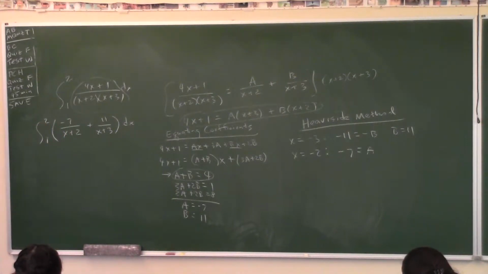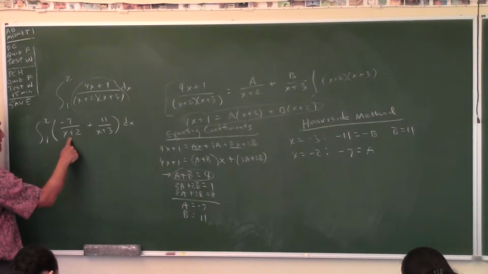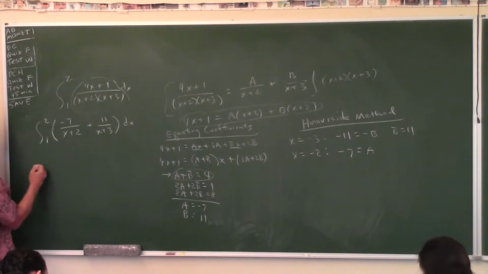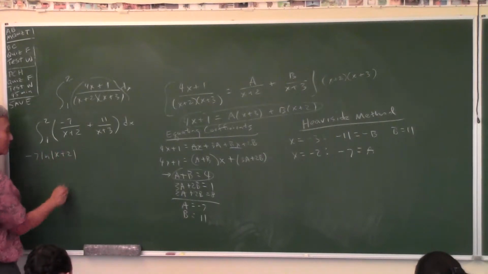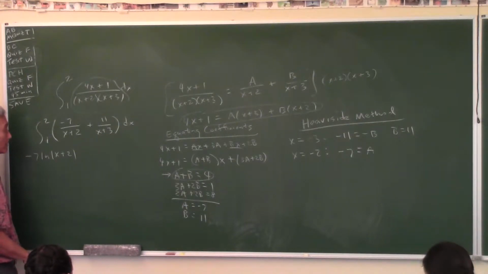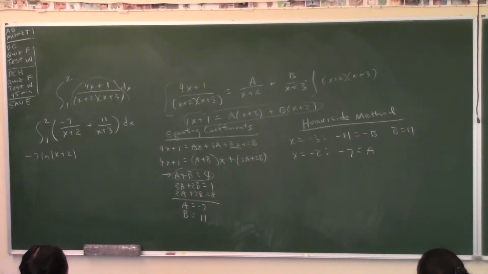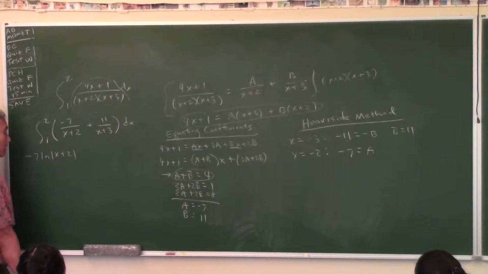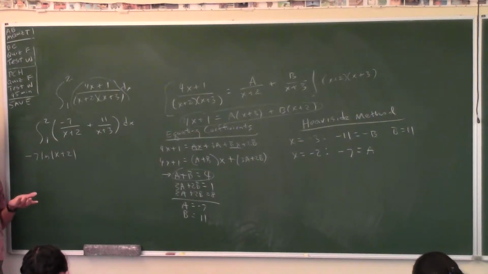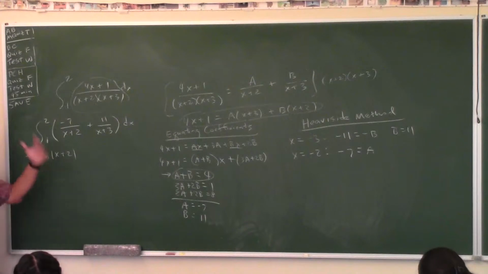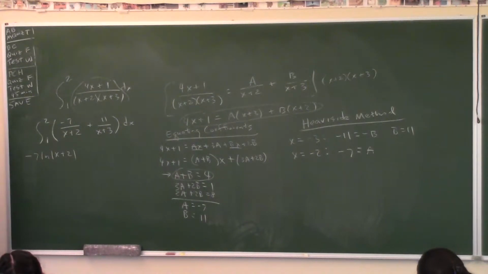What's the antiderivative of this? What do you mean you forget? Okay, I'll do it. Negative 7 natural log absolute value of x plus 2. You can do that? Yeah, because it's to the power 1. It's the x to the first power, that's why. What if it's not to the first power? Then you can't do that. Then you gotta do something else.